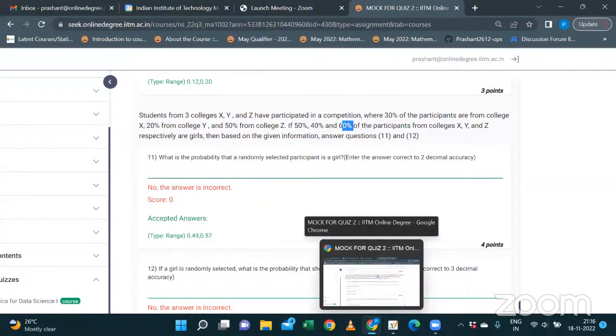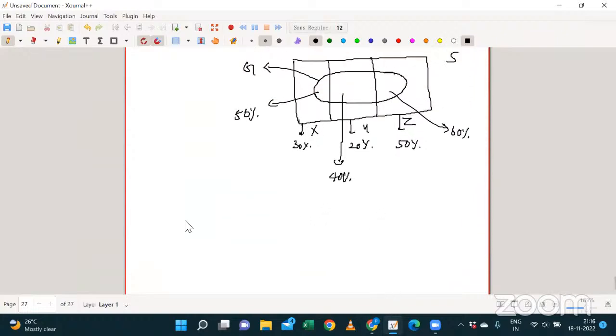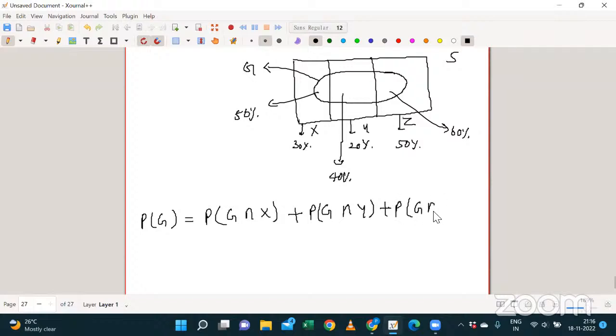It is asking what is the probability that a randomly selected participant is a girl. So what is the probability of being a girl? 0.3, sir, from college X. No, 0.5 from college X. So the candidate should be a girl, given that it is from college X, correct? You're calculating all the totals together, from X, from Y, and from Z. Yes, okay.